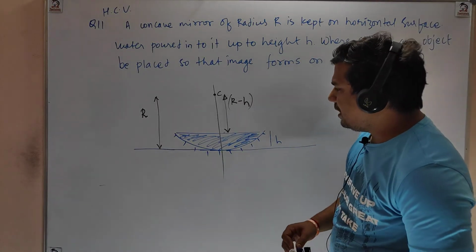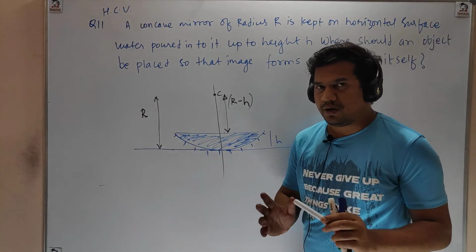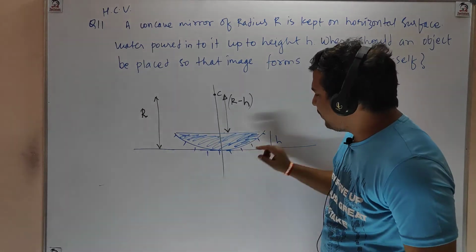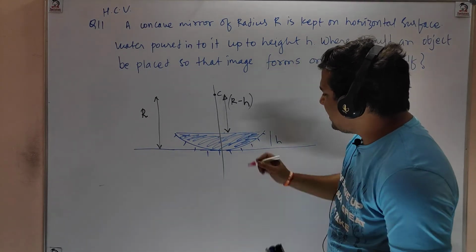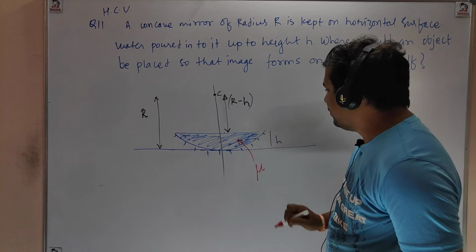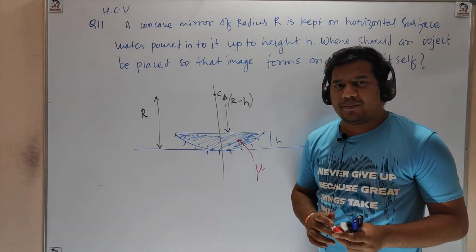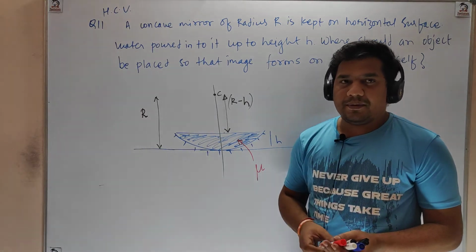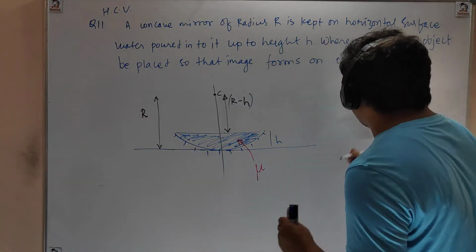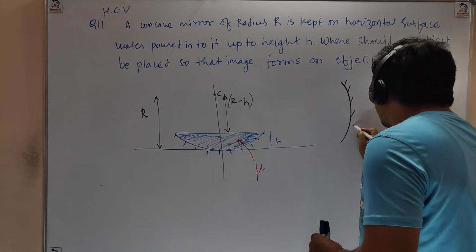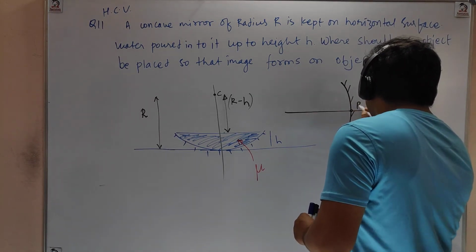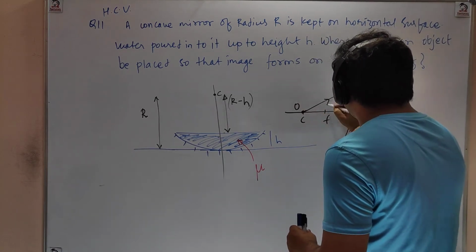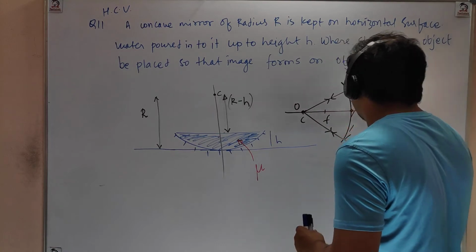What is the question? Object distance is not given. Simply they are saying there is a concave mirror in which water is poured till this height, and they are saying take the refractive index of water mu. They want where we should keep an object so that the image forms on the object itself. Okay, I hope at the center of curvature. I hope everyone remembers that when we put the object at the center of curvature, the image forms on C itself. This is P, this is F, this is C. If we put our object at the center of curvature, the image forms on the center of curvature itself, right?